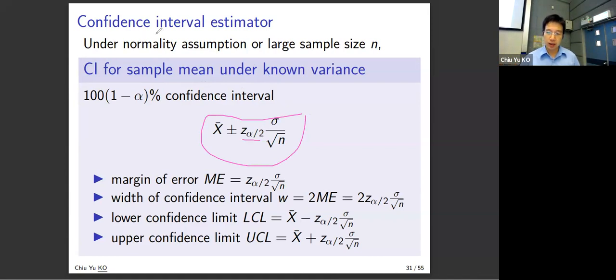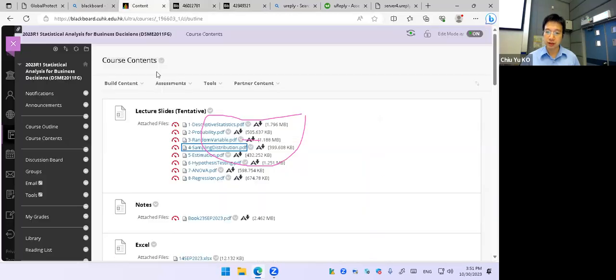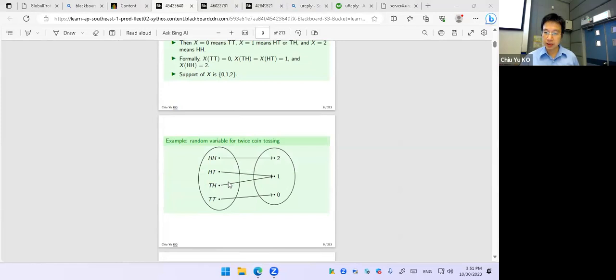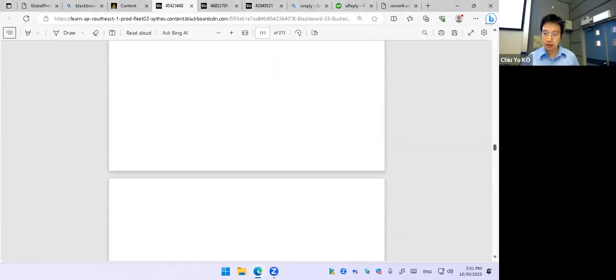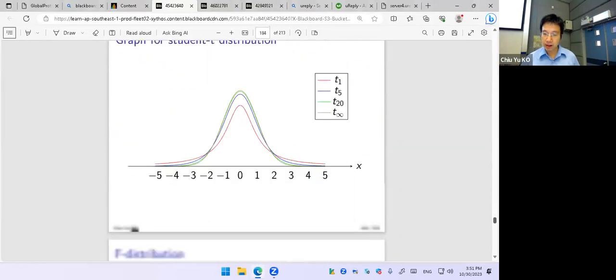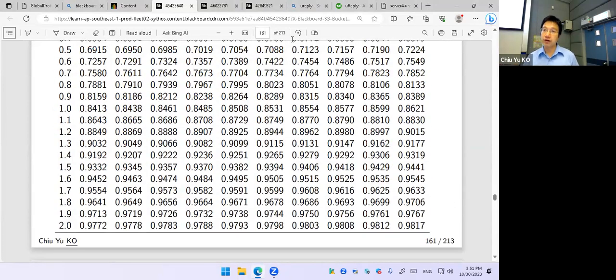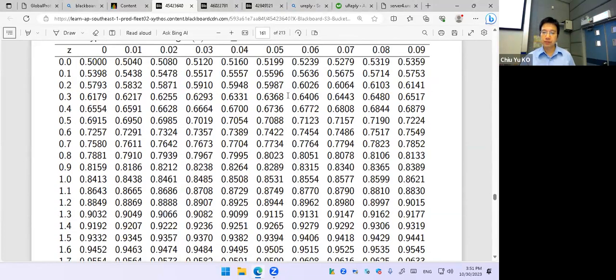Probably you would want to ask me how to figure that out, so let me go back to the Z table. The Z table is in topic 3. Here it is. Suppose alpha is 5%. Then 1 minus alpha is 95%, and alpha over 2 is 0.025. So the right-hand side is 0.025, and the left-hand side is 0.975.